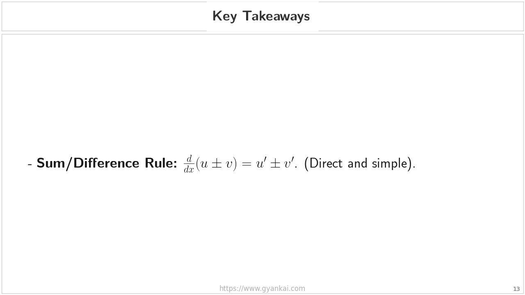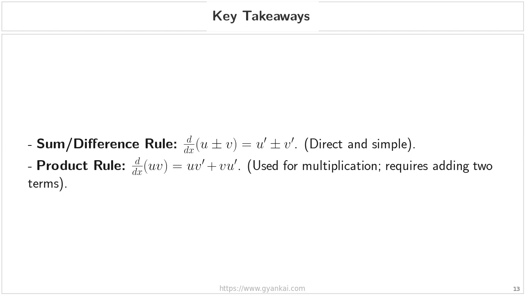Key takeaways. Now that we have discussed the common pitfalls to avoid, let's wrap up this lesson with a summary of the key takeaways. This slide serves as a quick reference for the 3 fundamental rules we've covered today. First, let's revisit the sum and difference rule. As we saw at the beginning of the lesson, this is the most straightforward rule. It states that the derivative with respect to x of u plus or minus v is simply equal to u prime plus or minus v prime. In short, you just differentiate each term individually and keep the original sign.